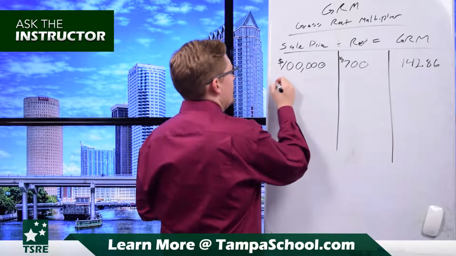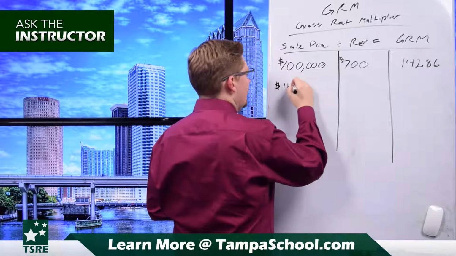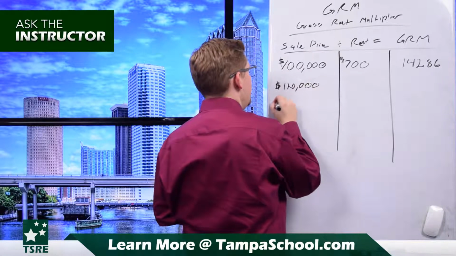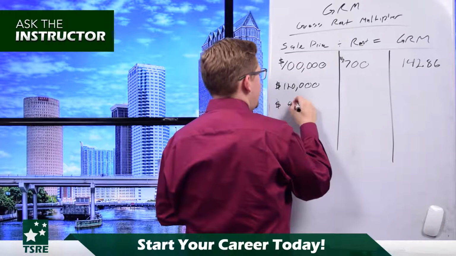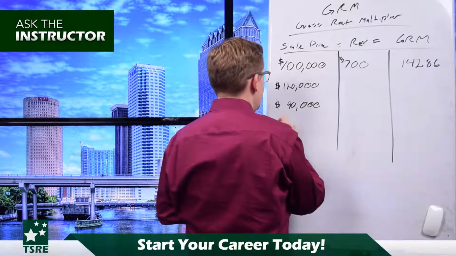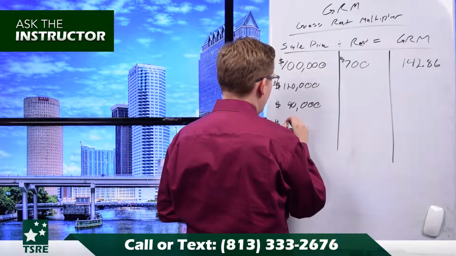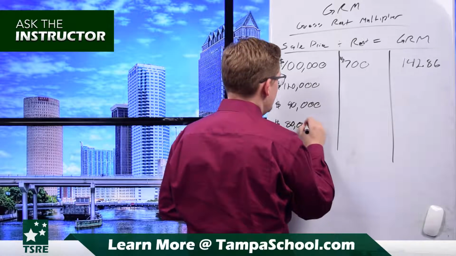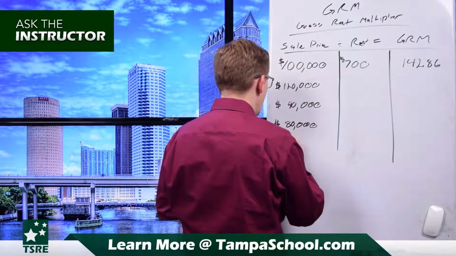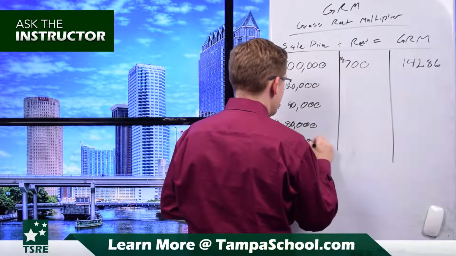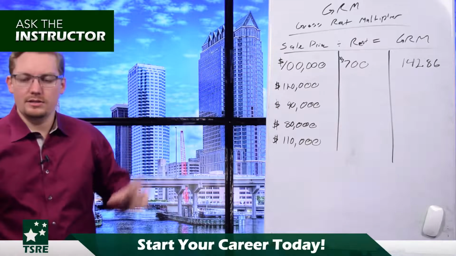So let's say we've got another property, and let's keep them all in the ballpark here. Let's say we've got one for $120,000, we've got one for $90,000. We'll say we've got another that's sold for, we'll just do 5 here. Let's say we've got one for $80,000, and then one for $110,000.